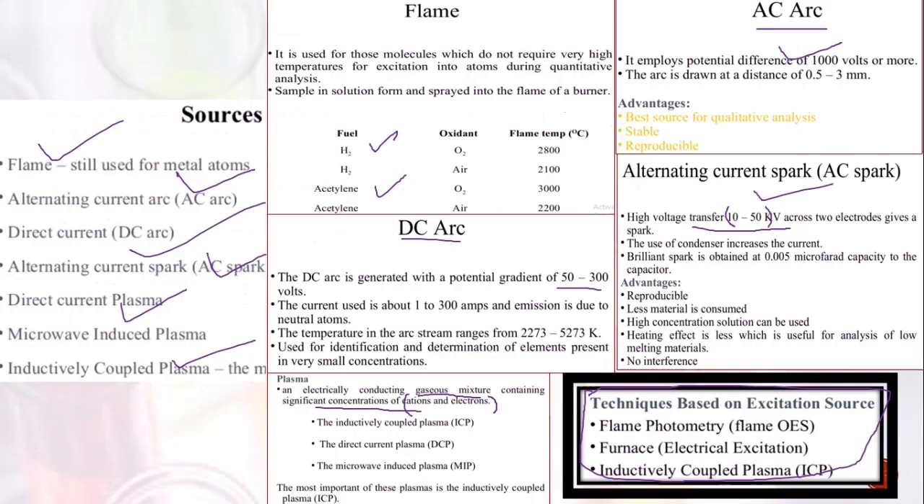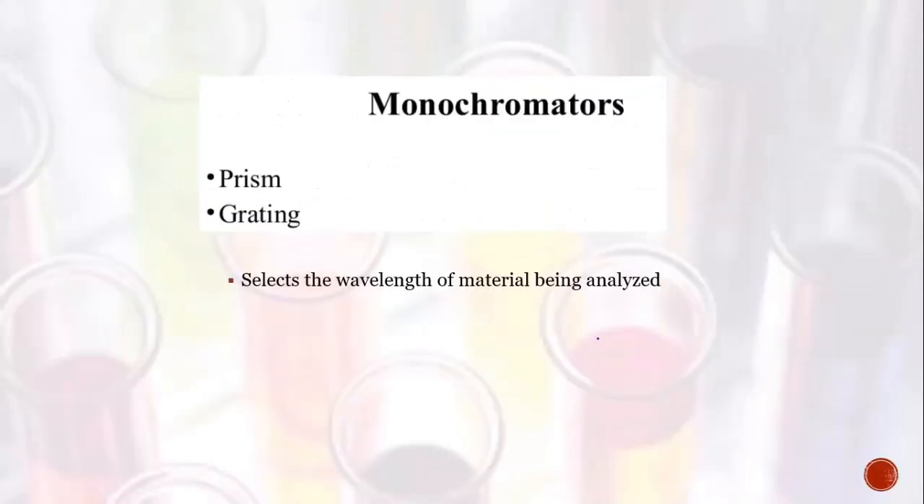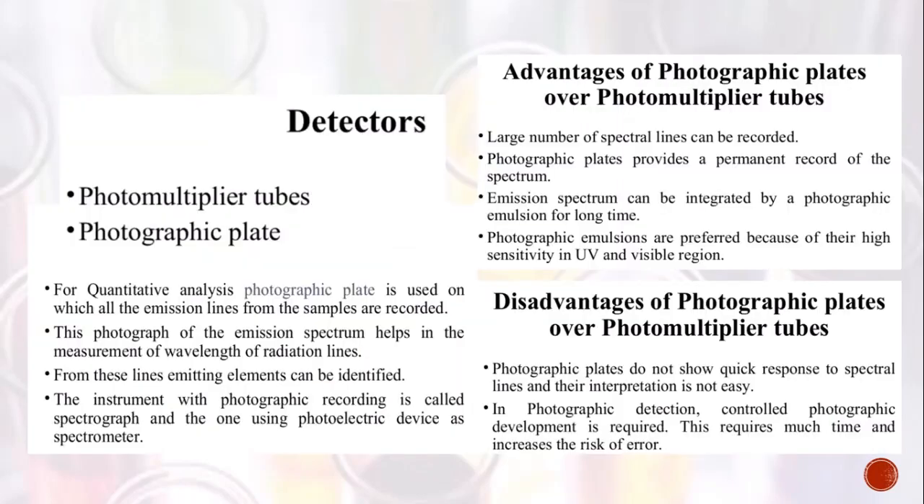So we have looked at the excitation source. We talked about many different ones: direct current, alternating current, and we looked at flame, etc. And now we have also seen how you inject your sample into the system. Now we also have monochromators. After light has been emitted through this system, we need to filter the wavelength so that only the wavelength of the material being analyzed is directed to the detector or photomultiplier tubes.